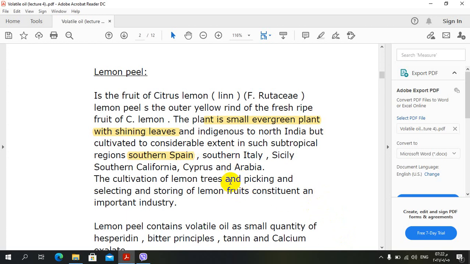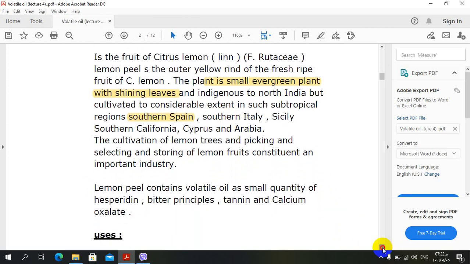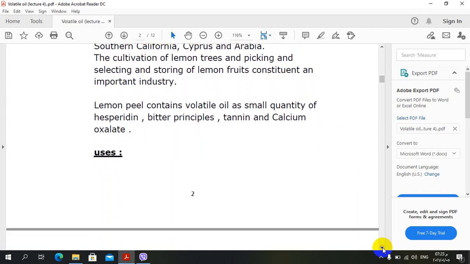The cultivation of lemon trees and picking and selecting and storing of lemon fruit constitute an important industry. Lemon peel contains volatile oil in a small quantity and a small quantity of hesperidine, bitter principle, tannin and calcium. أعيد هذا السطر لأنه أعتقد به خطأ إملائي. Lemon peel contains volatile oil and small quantity of hesperidine. هذا هو نوع من أنواع الفلافينويز. Bitter principles, tannin and calcium oxalate.